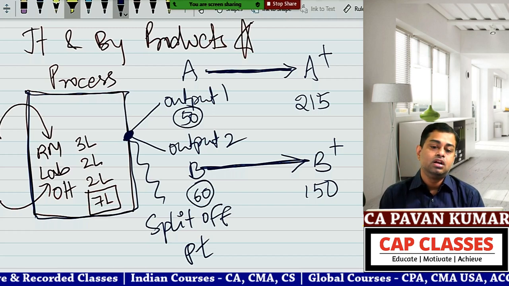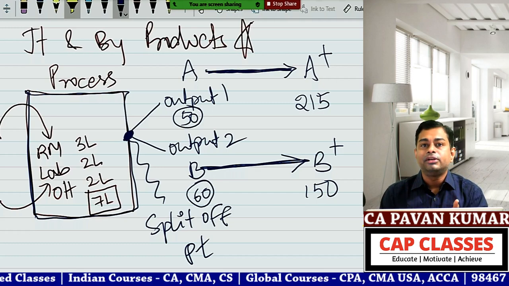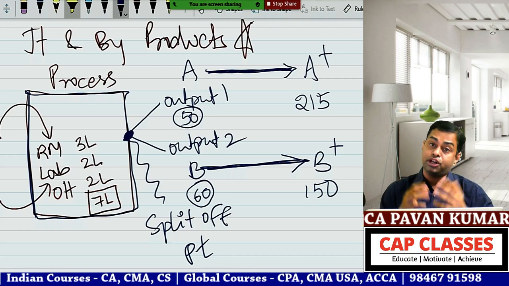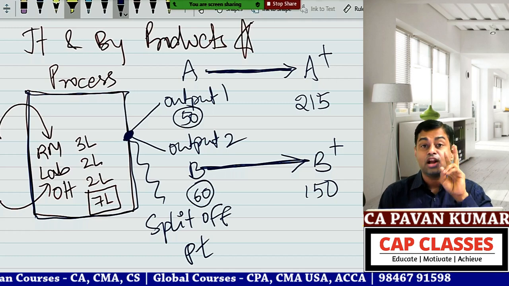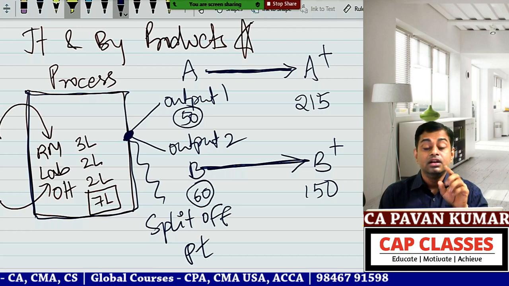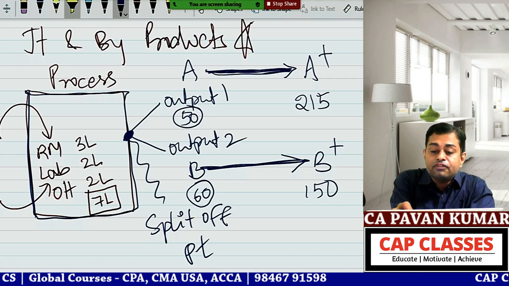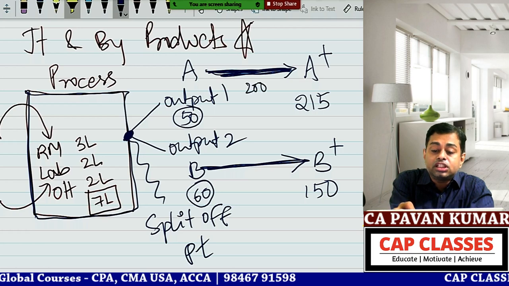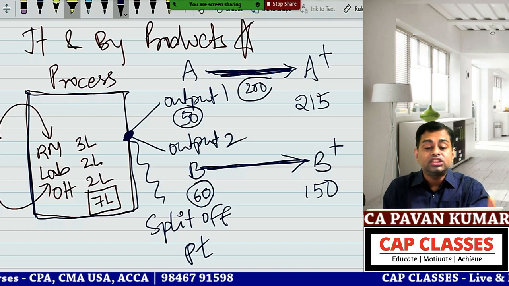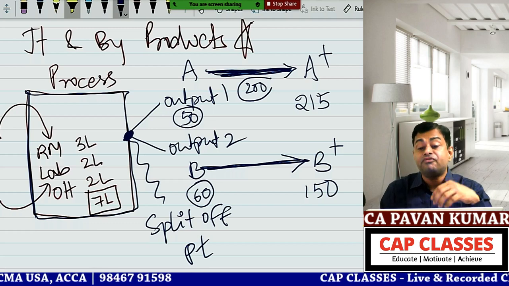Now you may say, Pavan sir, 50 rupees is becoming 215 rupees, are you mad? Close your eyes, process it further and then only sell, you will get more money. Better wait. There are two points you need to consider. Point number one: there will be a further processing cost. What if the further processing cost is 200? Your value addition because of further processing is 50 becoming 215, which means 165 rupees of value addition.